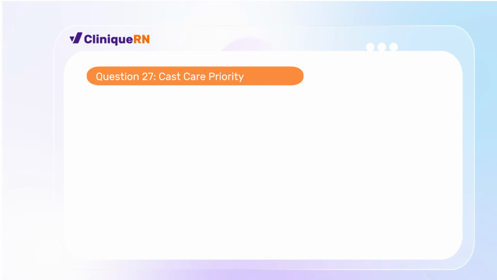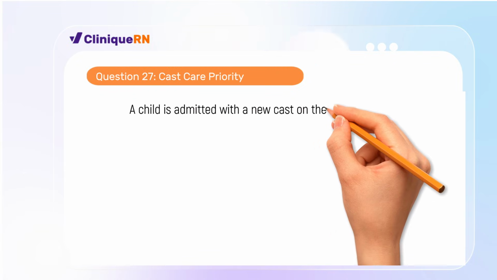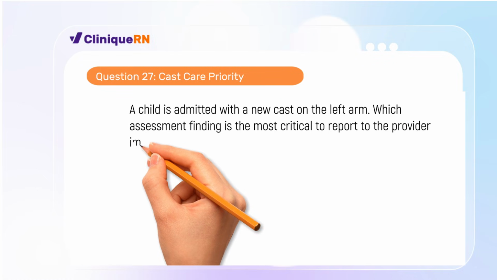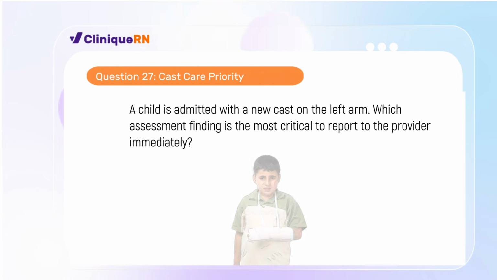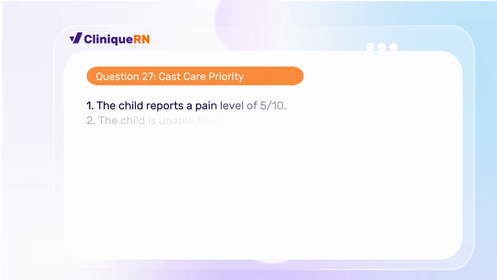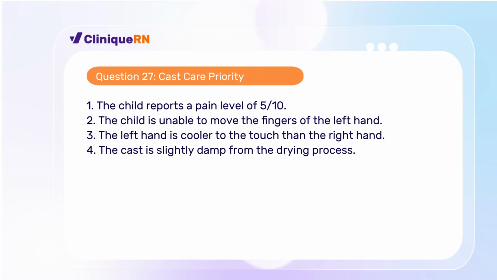Question 27. Cast care priority. A child is admitted with a new cast on the left arm. Which assessment finding is the most critical to report to the provider immediately? 1. The child reports a pain level of 5/10. 2. The child is unable to move the fingers of the left hand. 3. The left hand is cooler to the touch than the right hand. 4. The cast is slightly damp from the drying process.